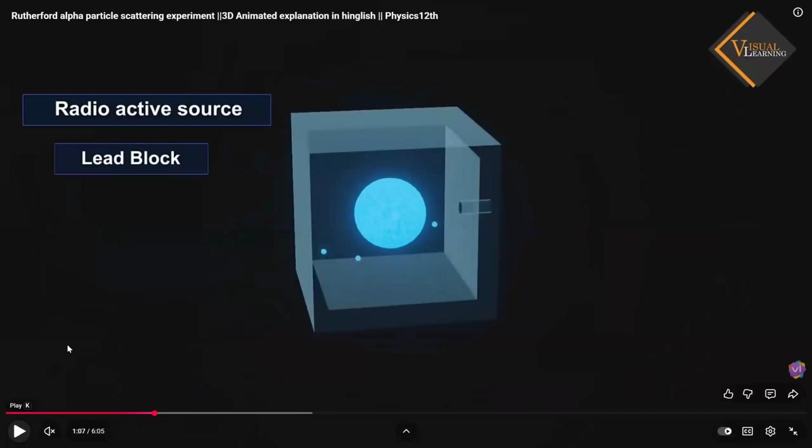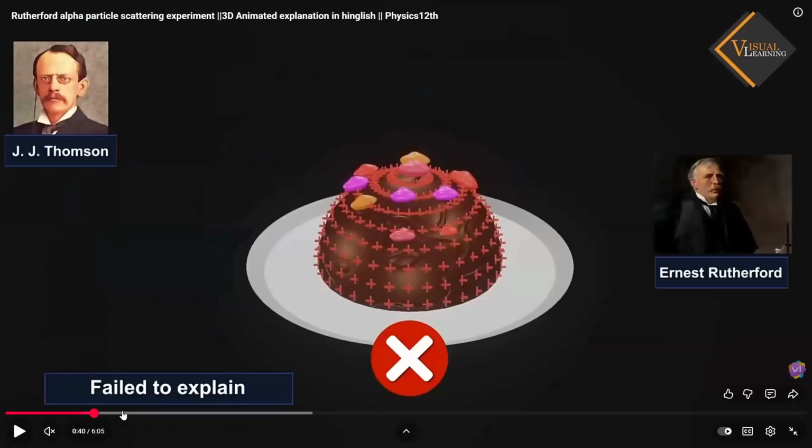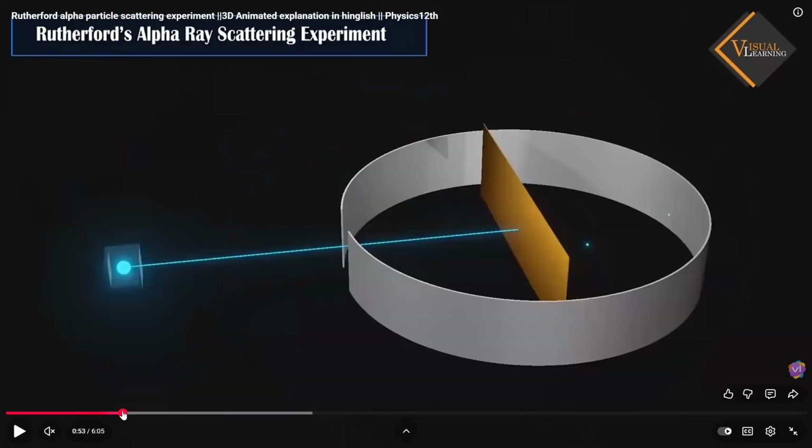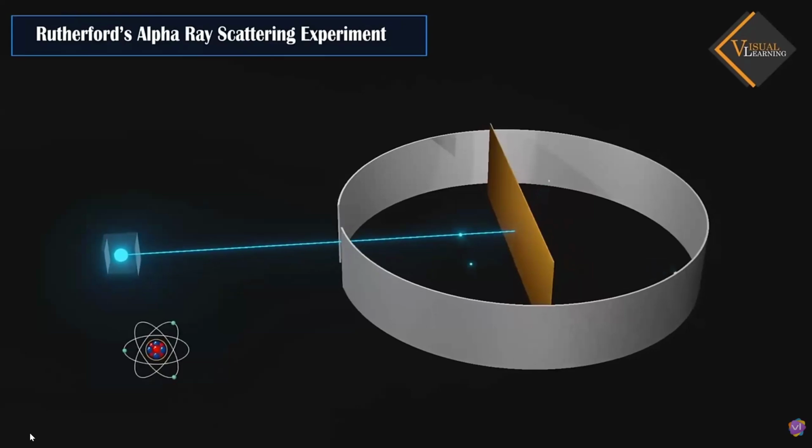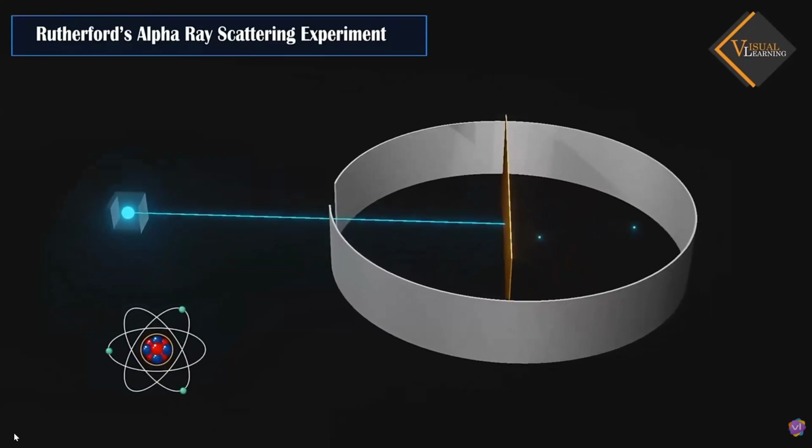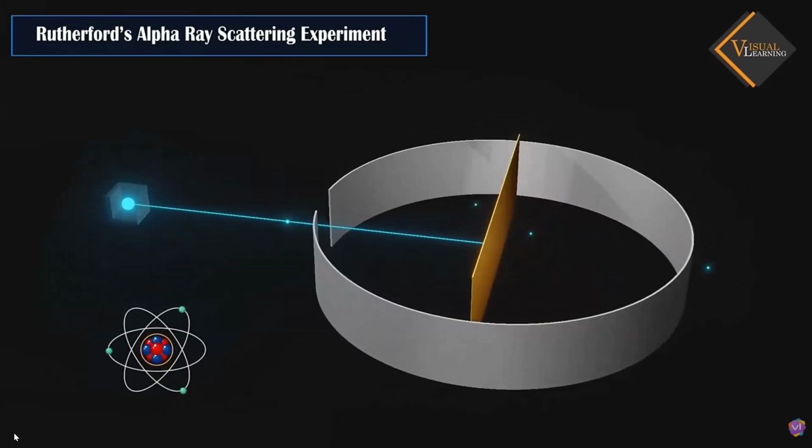Yes, sir. Okay, so this is the specialty of the zinc sulfide screen. When the particles move in a straight line, they generally strike here. Most of the particles are going straight, some are rebounding back, and some are moving at small angles. This was the observation made by him. And some of the alpha particles are coming back along their original path.